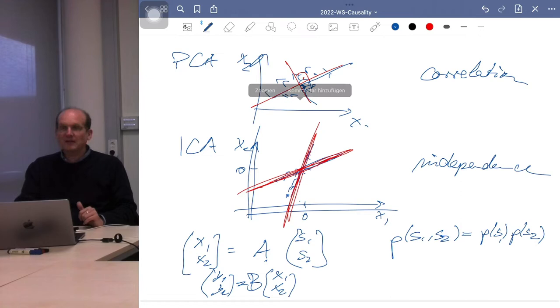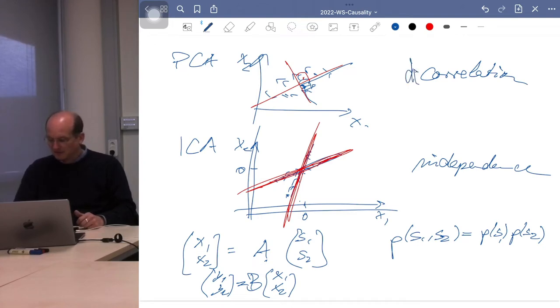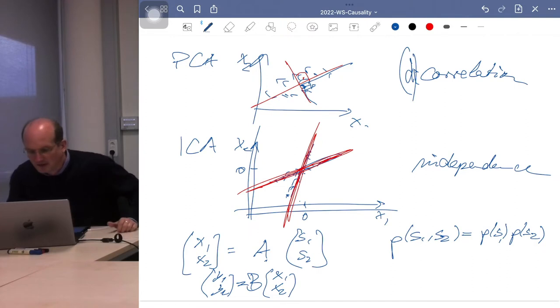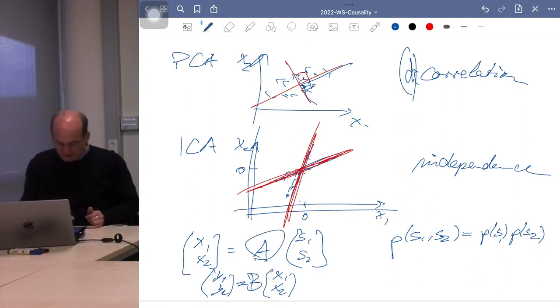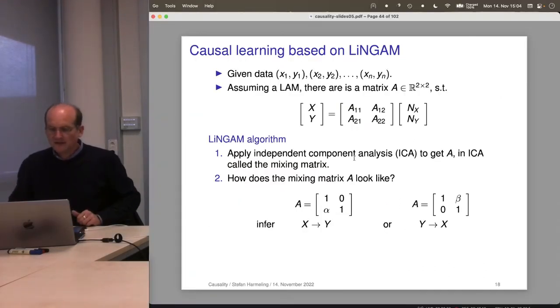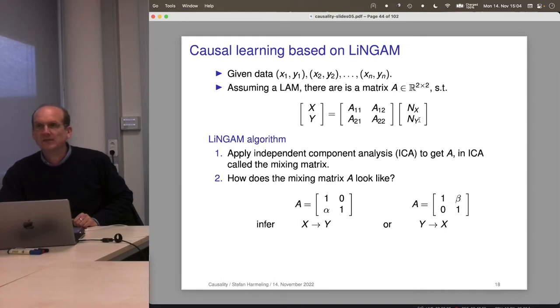Whereas in PCA, the only thing we are doing is trying to make the things uncorrelated. So this is just a decorrelation method. Okay, so that is ICA. ICA is able to find a mixing matrix such that the resulting signals become independent. And that's exactly what we need, because the assumption is that the noise terms X and Y are independent of each other. So we can apply ICA to identify this matrix A.